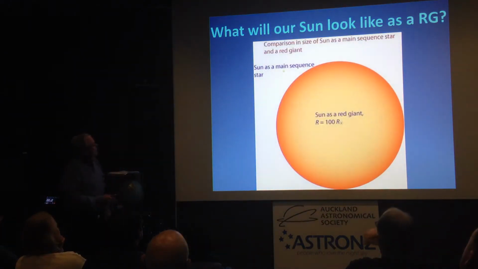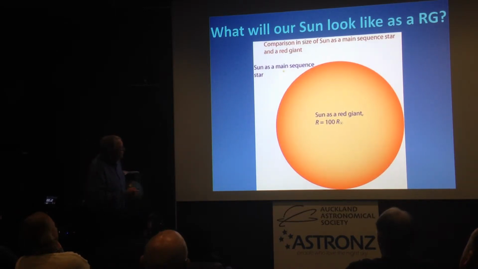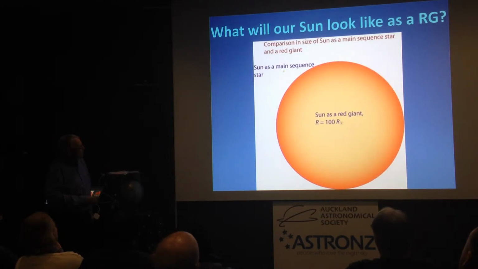So just for a little bit of lightheartedness, let's have a relaxation and look at how big they are. That's our sun there, as it is now as a main sequence star. When our sun becomes a red giant, that's how big it's going to be, the radius will be 100 times bigger. And where are we going to fit in all of that?